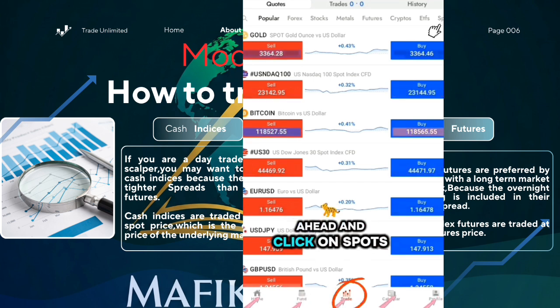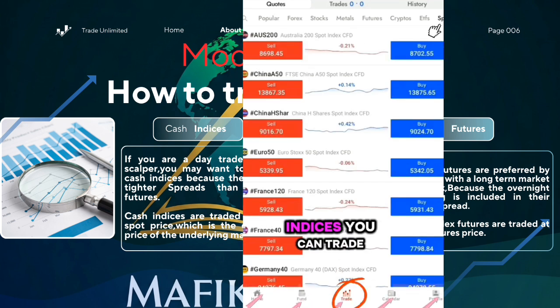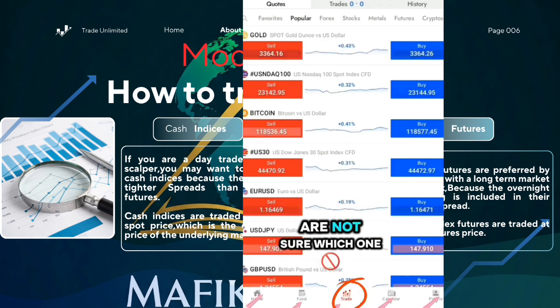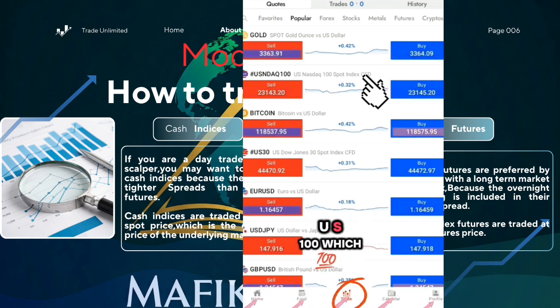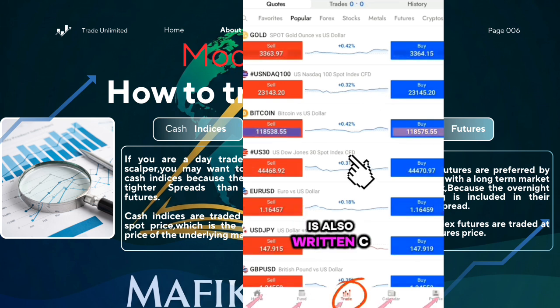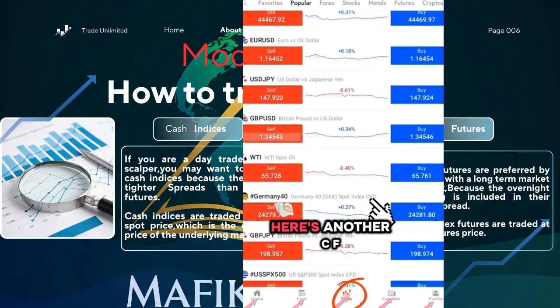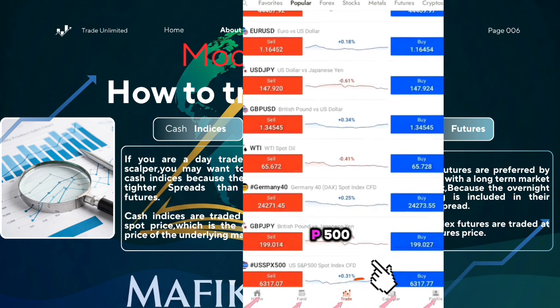So you're gonna go ahead and click on spots and you'll see the list of all the indices that you can trade in CFDs. If you are not sure which one to trade, you come back here on popular and pick any that you like. If it's written CFD, it is most likely an index. So as you can see, the first one right there, we have US 100, which is Nasdaq. You can see we have US 30 is also written CFD, and so on and so forth. There are many others. You can scroll down and let's see, I see another CFD which is German 40. Here's another CFD, S&P 500.